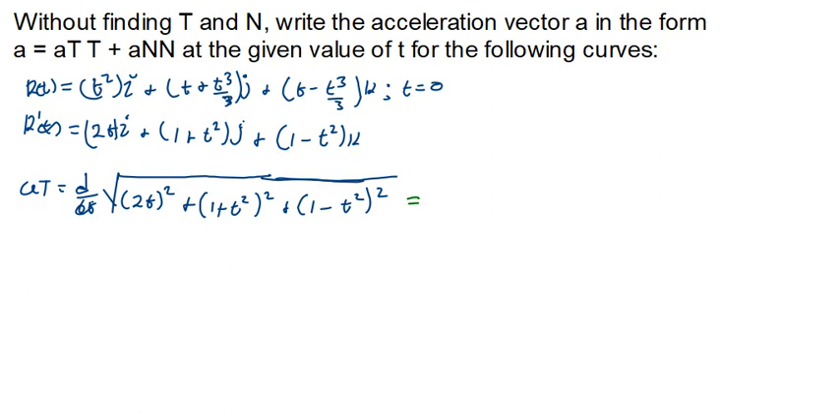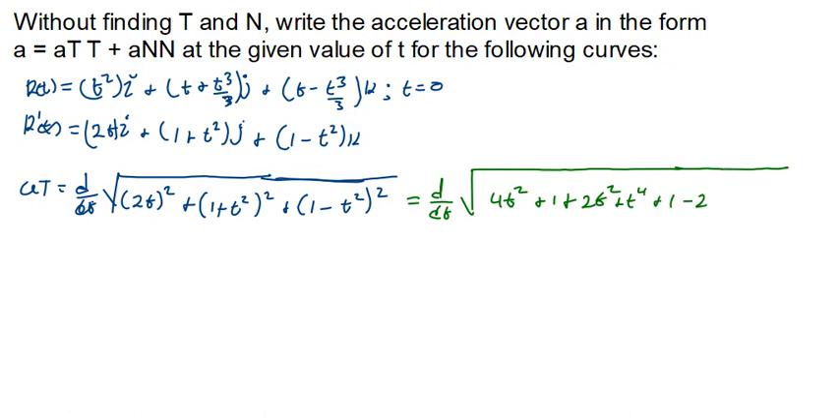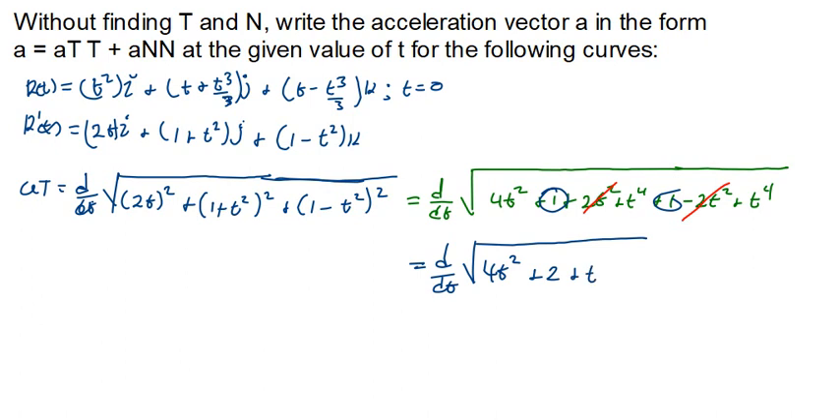So this turns out to be d/dt of the square root of 4t squared plus 1. Expanding that, we're going to have 2t squared plus t to the fourth, then plus 1 minus 2t squared plus t to the fourth. Okay, so we observe that this and that can go. So what we remain with is d/dt of the square root of 4t squared plus 2, which is a result of 1 plus 1, plus t to the fourth.